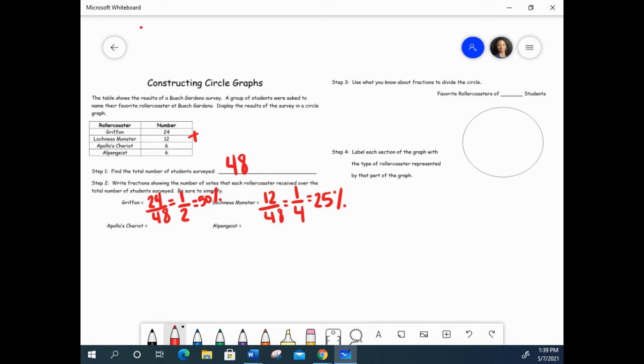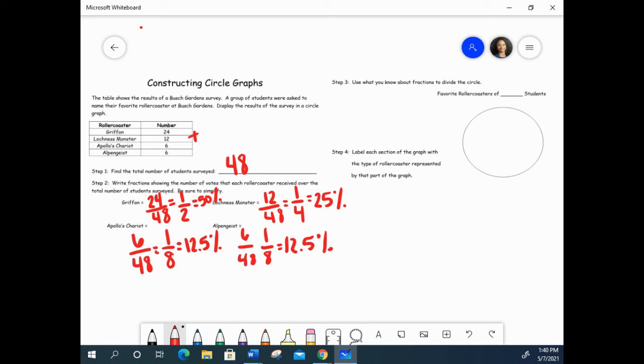Now, our Apollo's Chariot and our Alpengeist are actually the same number. We have a 6 and a 6. So 6 chose Apollo's Chariot out of 48. I know that 6 can go into 6 once, and 6 can go into 48 8 times. So our fraction is 1/8. 1/8 is one of our benchmark fractions. So that would be about 12.5%. So I'm just going to put 12.5%. And then Alpengeist would be the same exact information. 6 out of 48, that's 1/8, and that's the same as 12.5%.